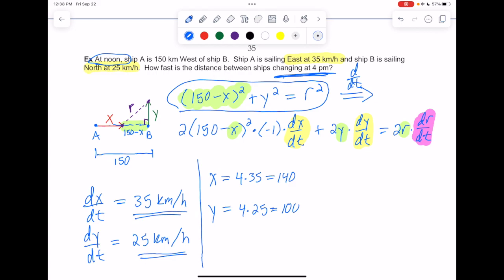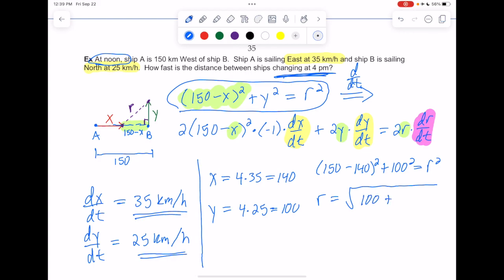So what have we got there? We have (150 minus x) squared, so that would be 150 minus 140 squared, plus y squared, which is 100 squared, is equal to r squared. So r is equal to the square root of all this. Let's see, 150 minus 140 is 10 squared, which is 100, plus 100 squared, which is 10,000. So r is equal to the square root of 10,100.